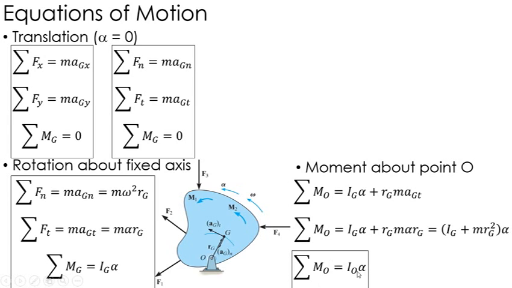So the only time I can sum the moments about something other than G is if I have rotation about a fixed axis. Then I can sum the moments about that point, and set that equal to the moment of inertia about that point times alpha. Again, every other time you sum the moments about G, not any other point. The only other time I can do it is if I have pure rotation about some point. I can sum the moments and set them equal to I alpha about that point.